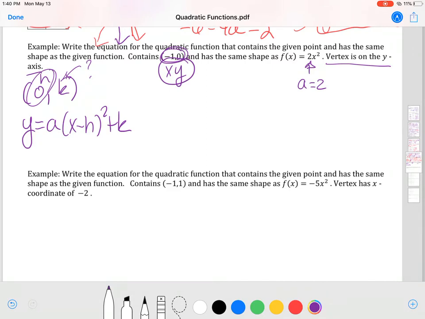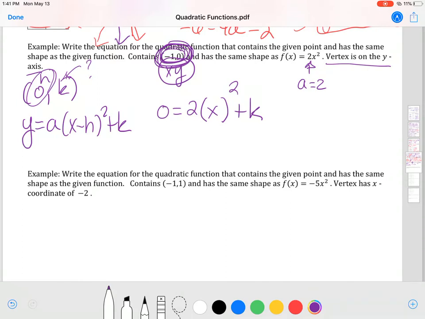So I have y, which is 0, right? This is my point, my extra point for x and y. I have my a, which is 2. I have x minus 0, which I can just leave as x. If you want to put in the -0, that's fine. This is squared plus k. And now I have to solve this for k.